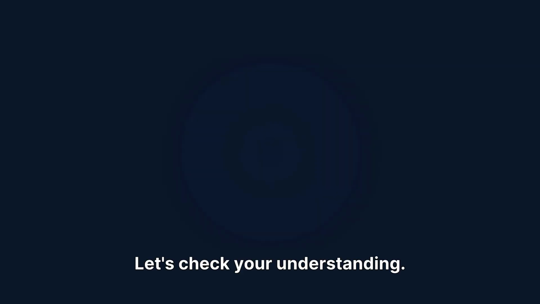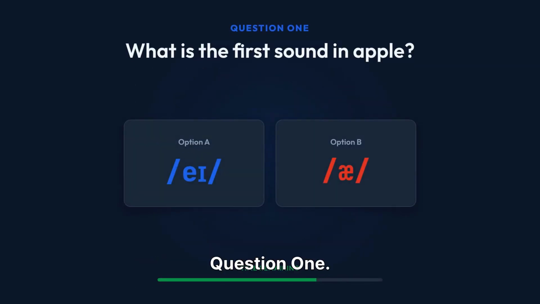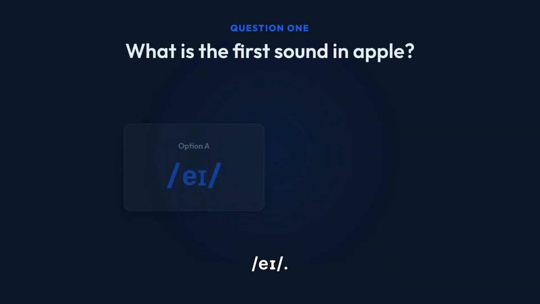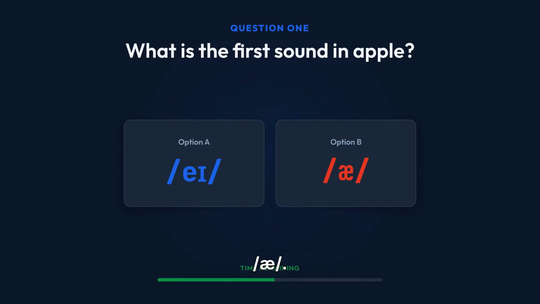Excellent reading. Let's check your understanding. Question 1. What is the first sound in apple? A, "ay," B, "a." Pause the video. The correct answer is B, excellent.